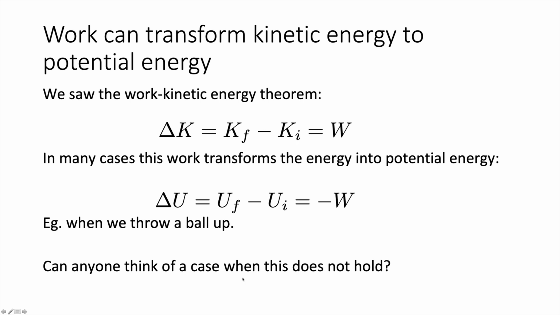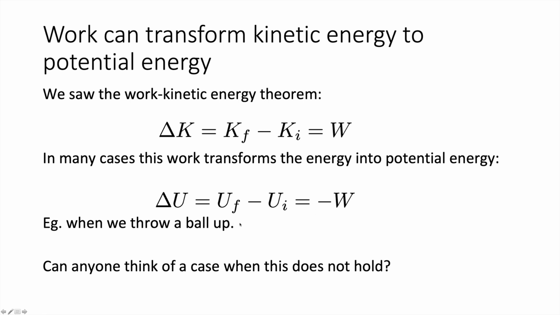Okay, so work can transform kinetic energy to potential energy. We've seen the work-kinetic energy theorem, which is absolutely right. The change in kinetic energy is equal to the final kinetic energy minus the initial kinetic energy, and this is equal to the work done on the body. Now, in many cases, this work transforms the energy into potential energy. So we also have the change in potential energy is equal to the final potential energy minus the initial potential energy, and this is equal to the negative work done.